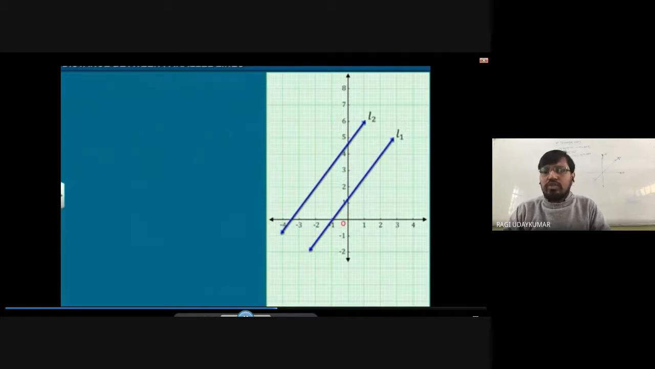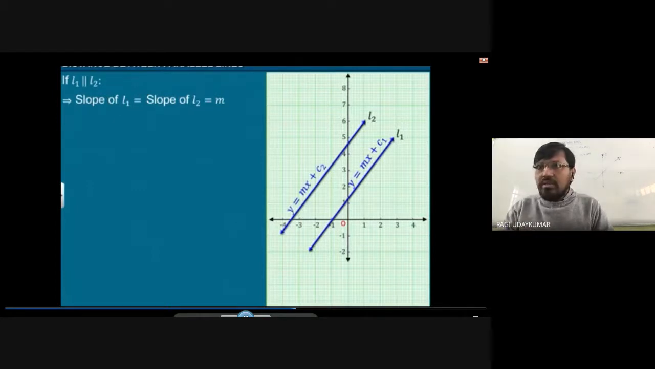L1 and L2 are two lines which are parallel to each other, and the slope of line L1 is equal to the slope of line L2, because the slopes are given equal. Distance between the parallel lines. Parallel lines means their slopes will be equal. So let us consider the equations of the lines y = mx + c1 and y = mx + c2.